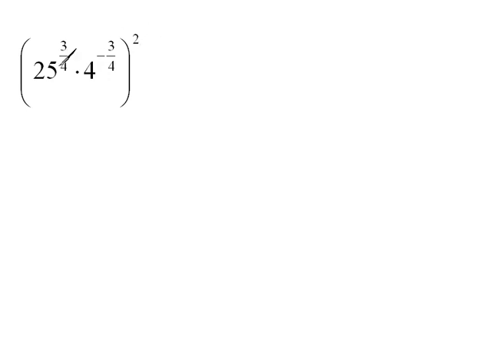As we are looking at this, the only thing that I can see is that we've got two things multiplied together and they're being raised to the power. So we should be able to take that power to each one of those items. Now when we do that, we're going to have power to power, which means we multiply. So this would be the same thing as saying 25 to the 6/4, because 3/4 times 2 is 6/4, times 4 to the negative 6/4 power, because negative 3/4 times 2 would be negative 6/4.